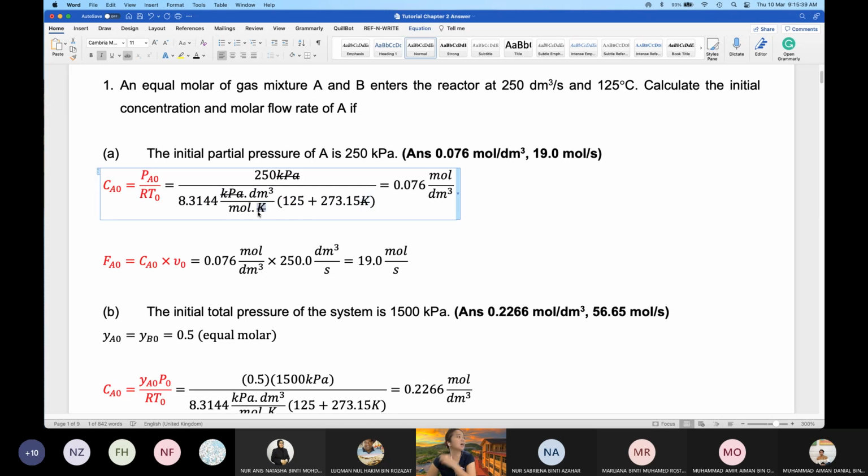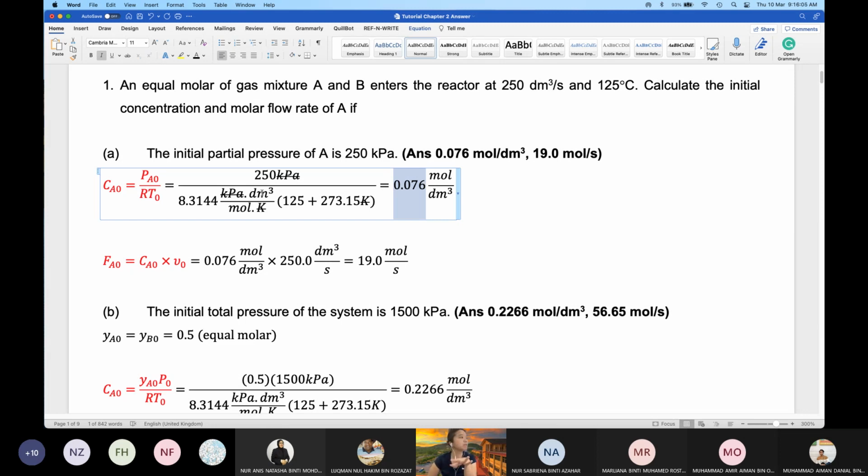For my gas constant R value, the Kelvin, I can cancel with my temperature T naught unit already. So I cancel my pressure unit, I cancel my temperature unit. You realize that the unit now left is actually dm cubed per mole at the bottom. Okay. So when you calculate this, make sure you do this properly. You will get your final answer 0.076. But what about the unit?